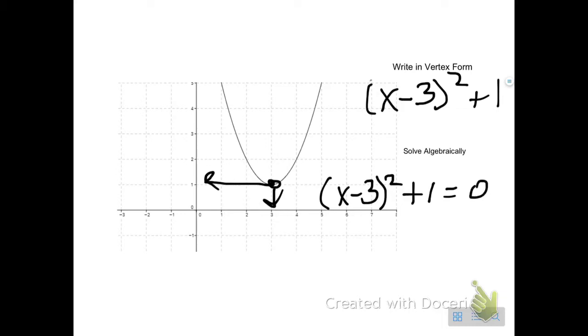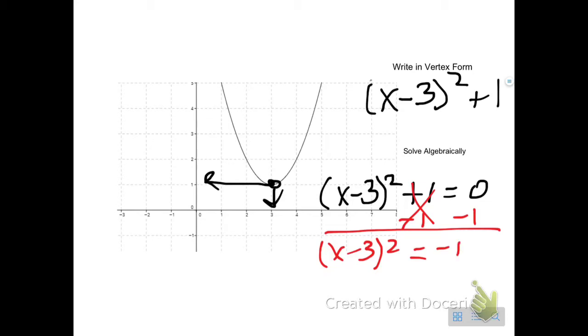And when I do that, I want to solve, so I want to isolate the x. So I need to eliminate the 1, so I would subtract 1 from both sides. The 1's eliminate on the left. So that would give me (x - 3)² = 0 - 1, which is negative 1. And then I would need to get rid of my exponent. So to get rid of my exponent, I would need to use a radical, because a radical eliminates the exponent. If I do it on the left, I got to do it on the right. So that would give me x - 3 = √(-1).